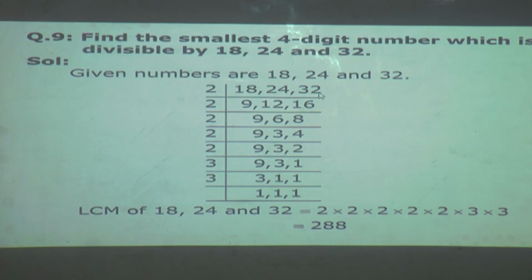18, 24 and 32. 2 9s are 18, 2 1s are 2, 2 2s are 4. 2 1s are 2, 3 minus 2 is 1, 1 and 2 becomes 12, 2 6s are 12. 9 as it is because it is not divisible, 2 6s are 12, 2 8s are 16. Again we will take 2, 2 3s are 6 and 2 4s are 8.